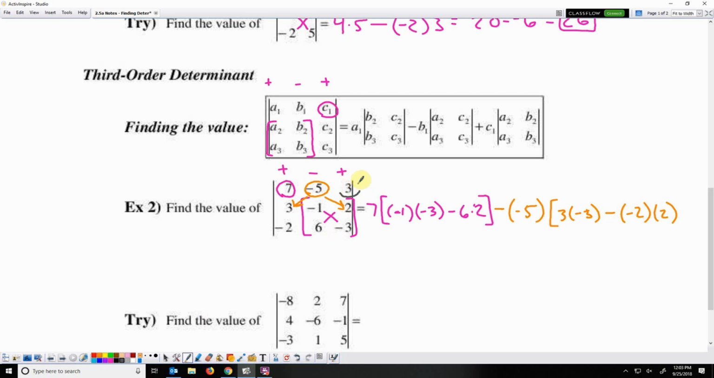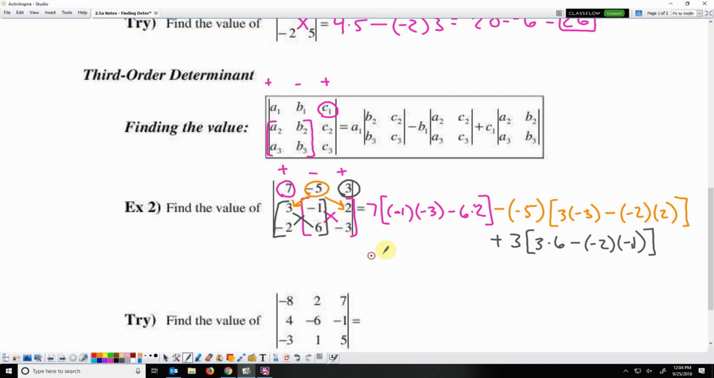Okay, and then I'm going to move over to here. Forgot to close that bracket. Then we're in a positive one, so plus 3 times the determinant from this matrix. So I've got the main diagonal of 3 times 6 minus the secondary diagonal, negative 2 times negative 1. A lot of times people set these up and still make mistakes in their calculations, so we need to be careful as we calculate this.